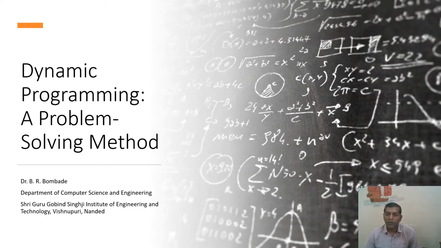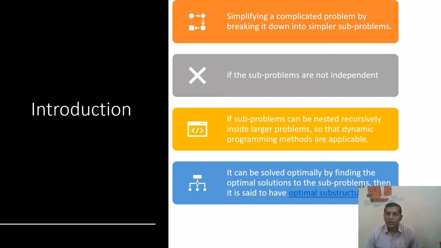Students, after completion of divide and conquer and greedy programming problem solving methods, will proceed towards dynamic programming, a unique problem solving method. This problem solving method is applied when all the previously learned problem solving methods are not useful. In this particular problem solving method, we simplify the complicated problems by breaking them down into simpler, small subproblems.